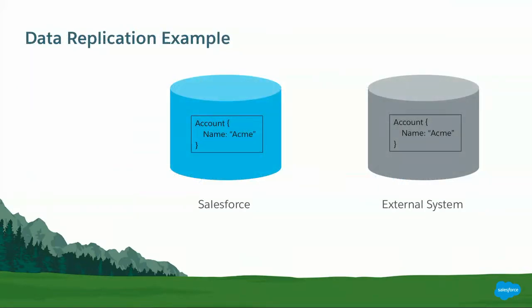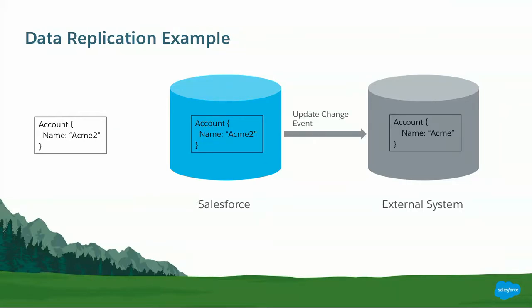So let's take an example here. Go back to the earlier example that I gave, a replication solution. On the left-hand side, we have a Salesforce system. You have an Acme account. In your external system, this is what you want to replicate. You have also an Acme account. If someone changes the account name from Acme to Acme 2, change data capture is going to fire a change event so that your external system would be notified. Your external system would be subscribing to this event, and then it is going to apply the changes that are in the change event.